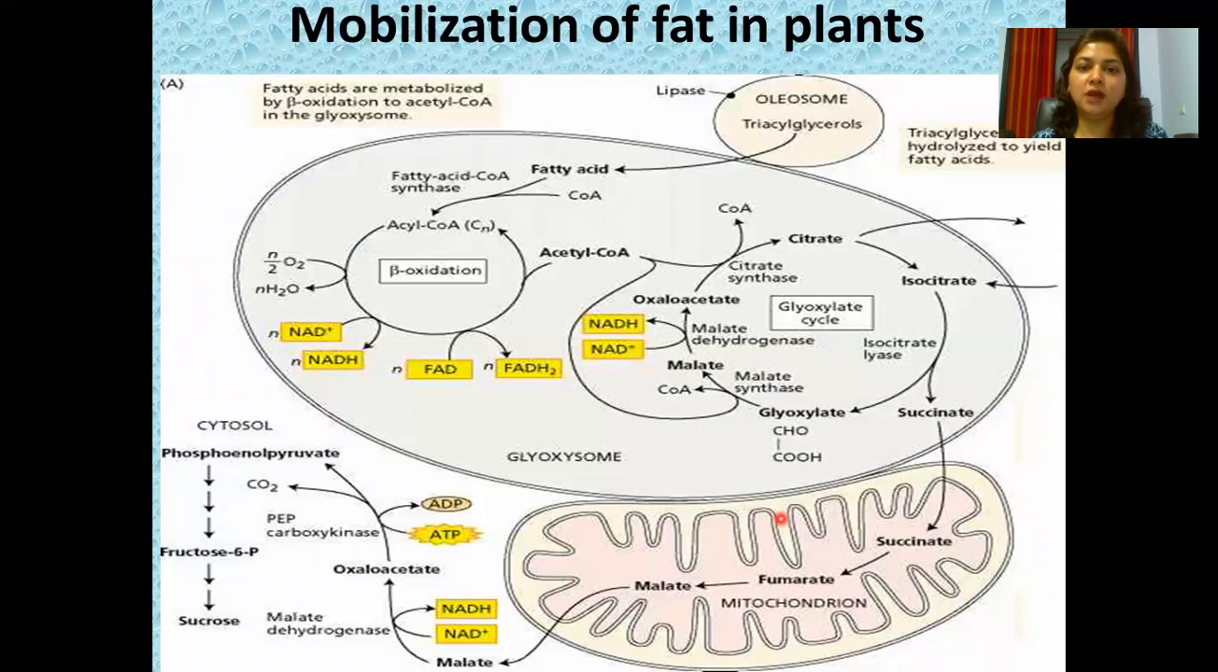Now next is how this fat is mobilized in plants. As I discussed earlier, usually the seed which contains lipids or fat as reserve food material stores it in the endosperm. Inside the endosperm cells, these fats are stored in specialized cell organelles that we call oleosomes or spherosomes. These oleosomes or spherosomes are single membrane enclosed cell organelles which store the fat in the form of triacylglycerol.